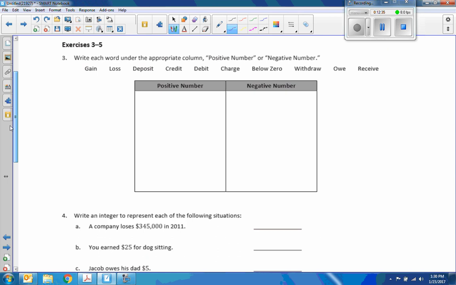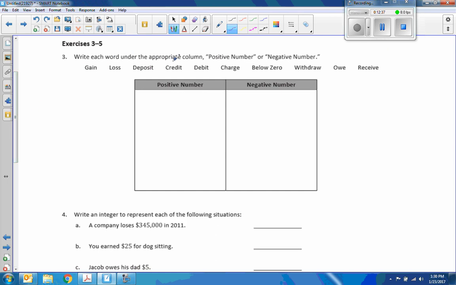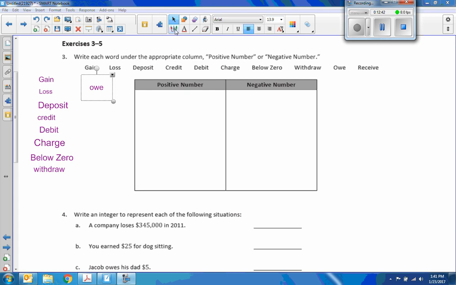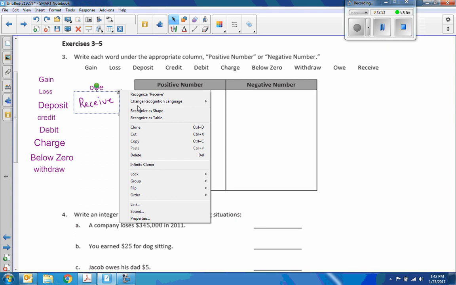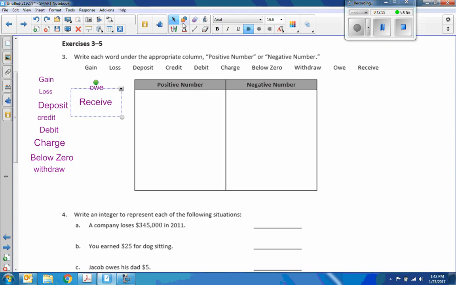Okay, exercise 3. Write each word under the appropriate column, positive number or negative number. Okay, so here I'm just rewriting all of these, so they're all separate words. And this is a neat feature where I wrote this, and it will recognize it and convert it into text, which is kind of neat. So we're going to use these, and we're going to drag them to where we think they go, positive number or negative.